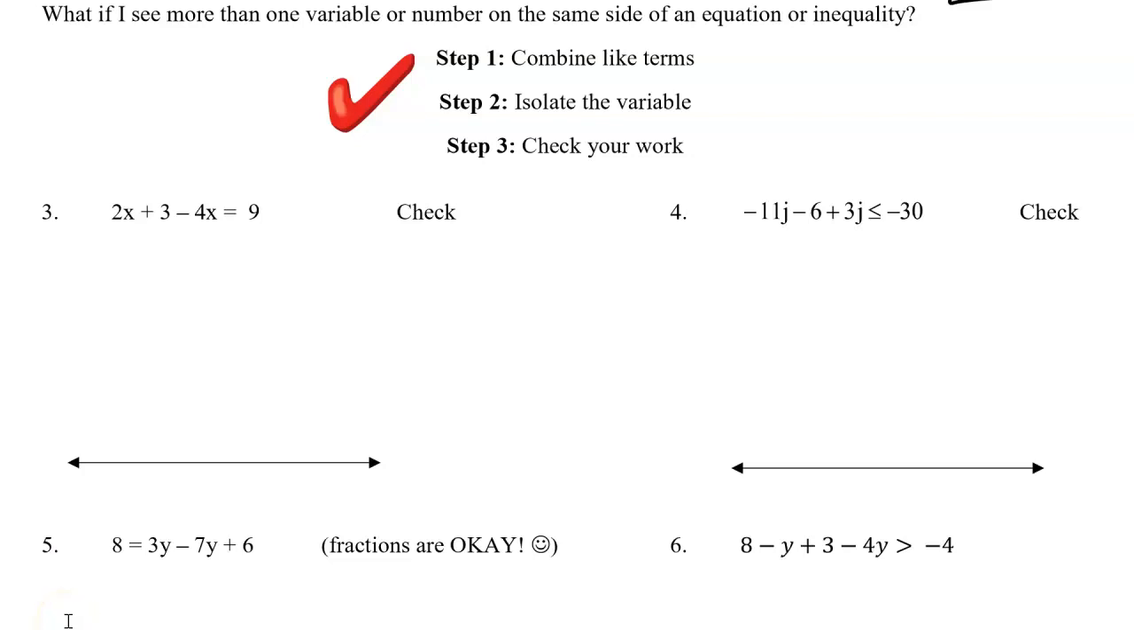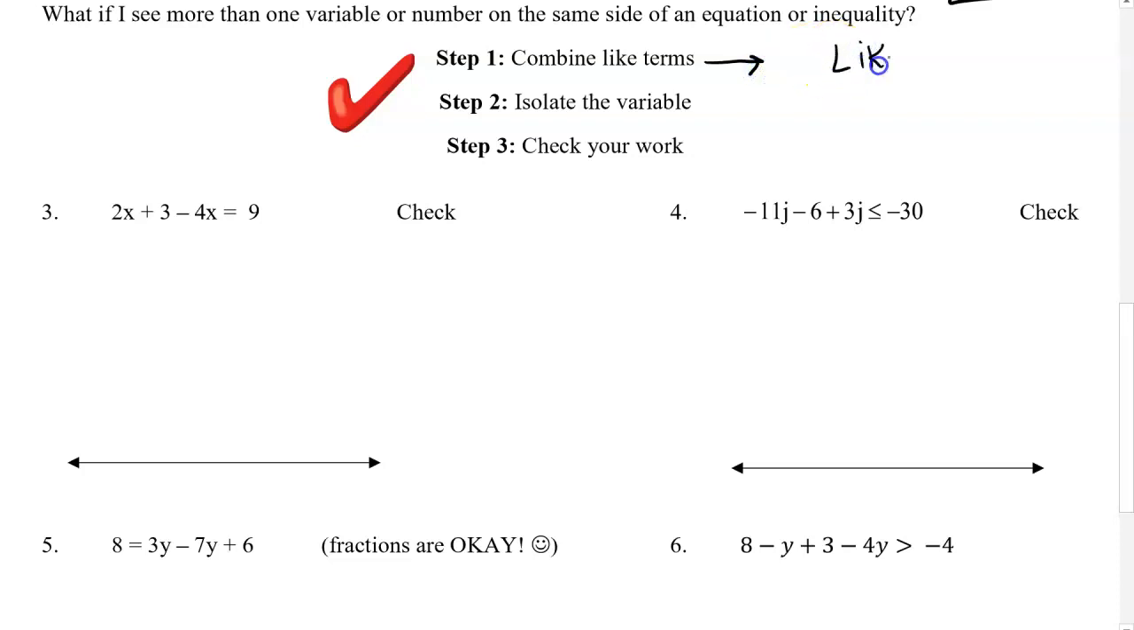Once you know how to solve two-step equations, we begin to introduce multi-step equations, starting with learning how to combine like terms in order to get your equation or inequality to look like it can be solved in two steps. Before we do that, I just want to talk about what it means to combine like terms.